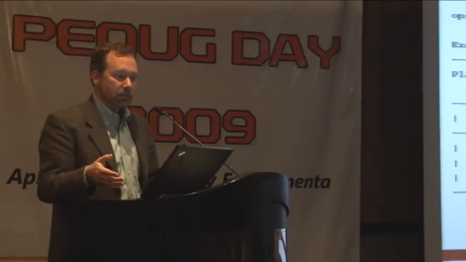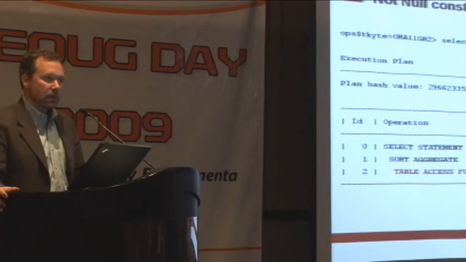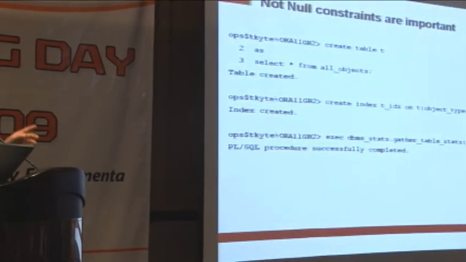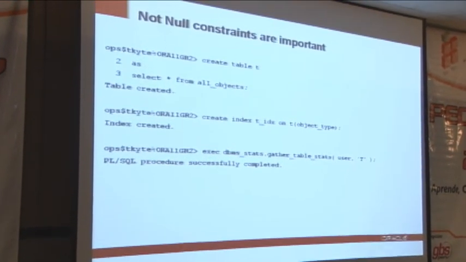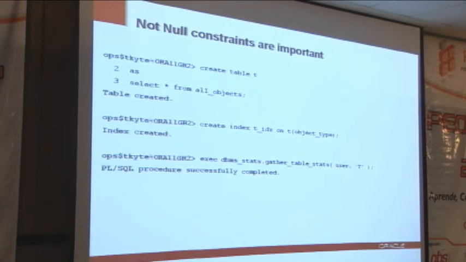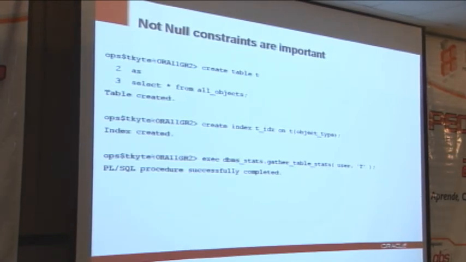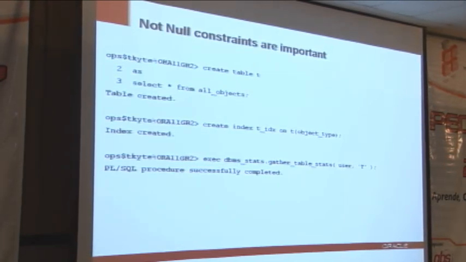Create a table T, select from all objects. Create an index on object type. Gather statistics on this table. Then ask the simple question, how many rows are in the table? Table access full. Why didn't it use my index? My index is obviously much smaller than my table, and we know that every object has an object type. You know it, I know it, the database does not know it yet.